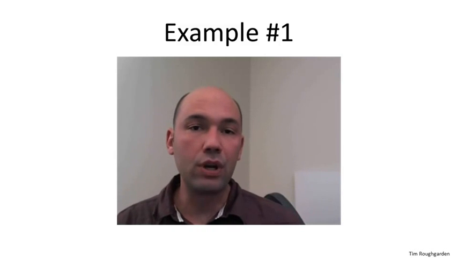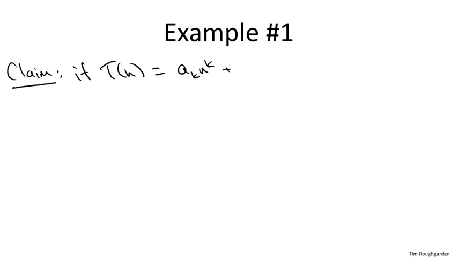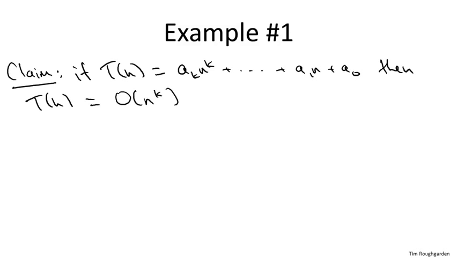So the first example is going to be to prove, formally, the following claim. The claim states that if T of n is some polynomial of degree k, so namely a_k n to the k plus all the way up to a_1 n plus a_0, for any positive integer k, and any coefficients a_i, positive or negative, then T of n is big O of n to the k.